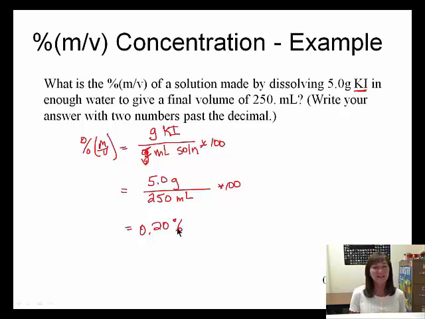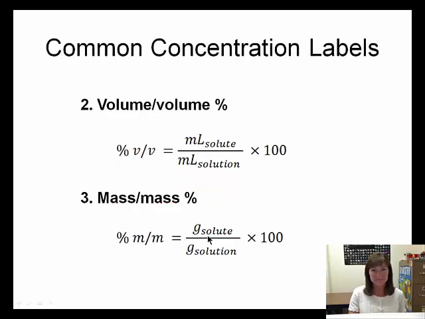When you type this into your calculator, you're going to end up getting 0.20%, and you have to let the reader know what kind of percent. This particular one is a mass over volume percent. The other one is volume percent, and in that one you take the milliliters of solute and put it over milliliters of solution times 100.